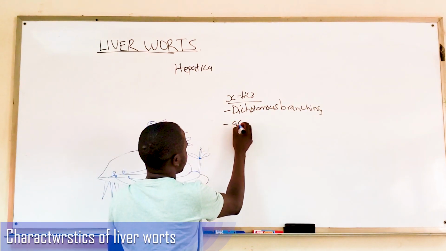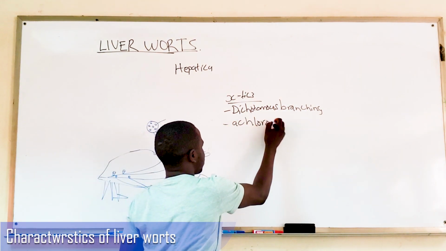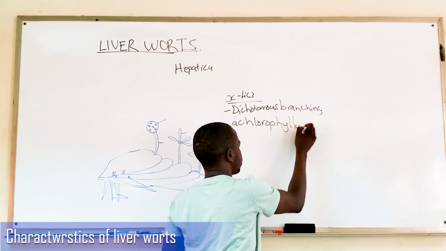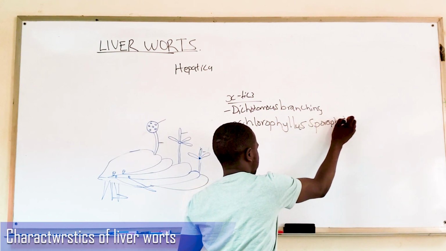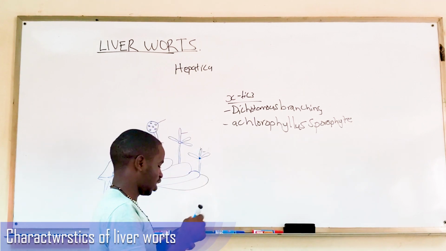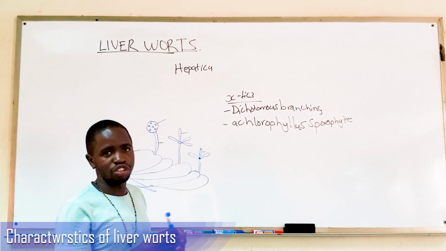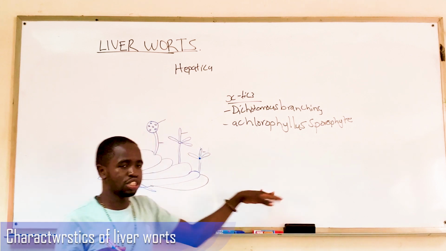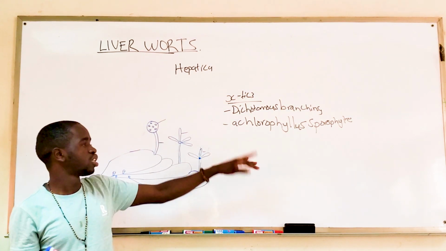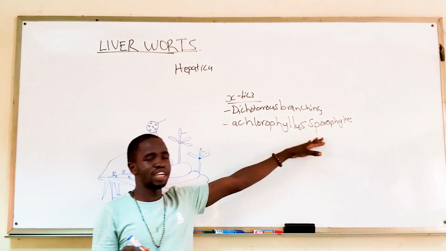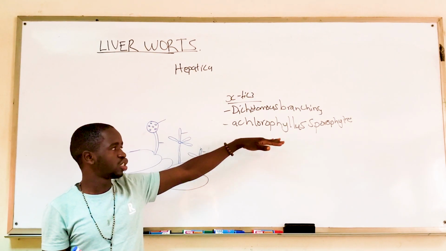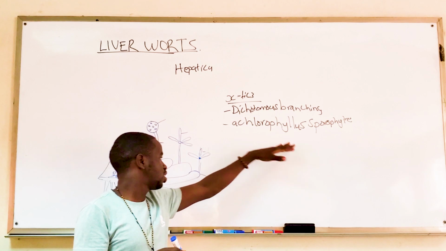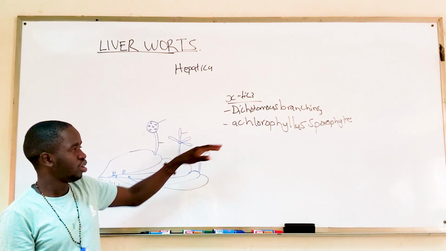Number two, they have an achlorophyllous sporophyte. Earlier we discussed that the sporophyte of a bryophyte is dependent on the gametophyte. So the sporophyte has no chlorophyll. That's why we call it an achlorophyllous sporophyte, and it completely depends on the gametophyte.